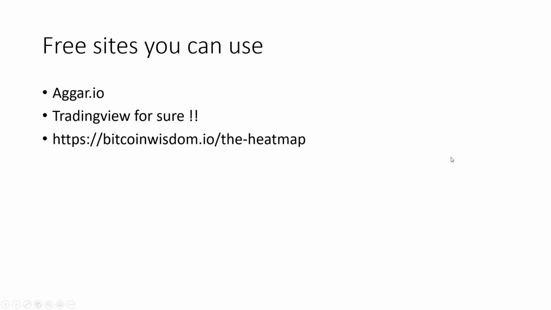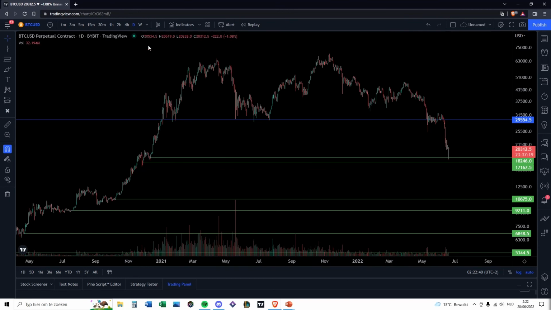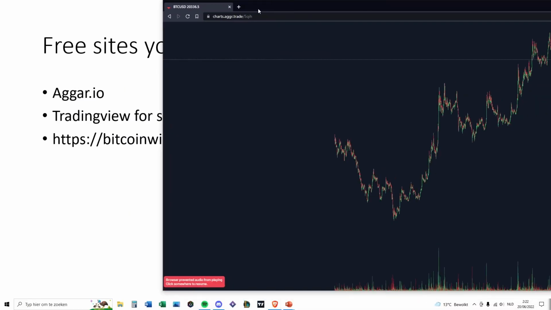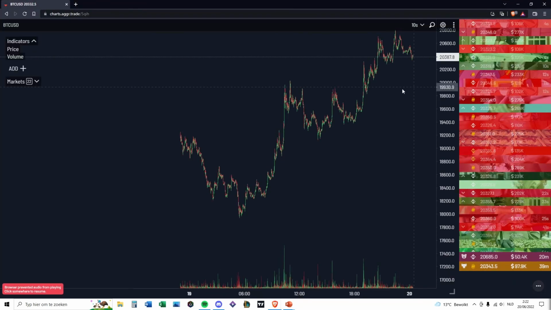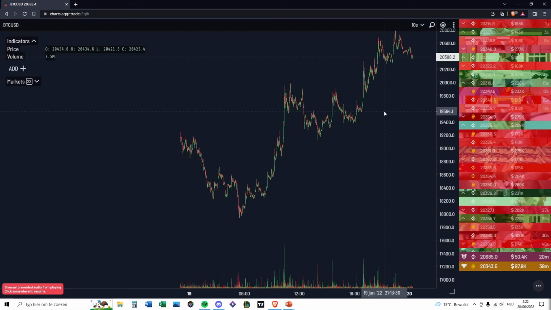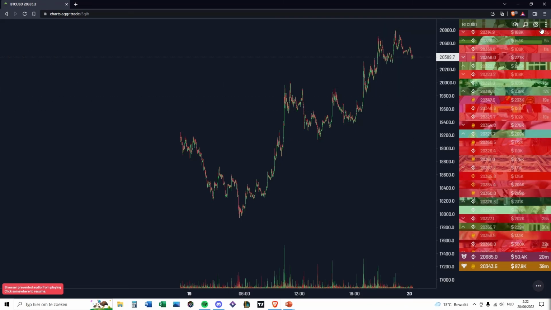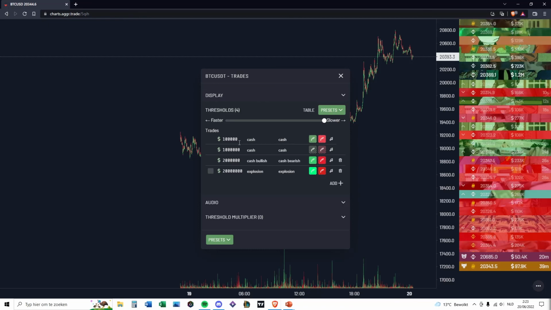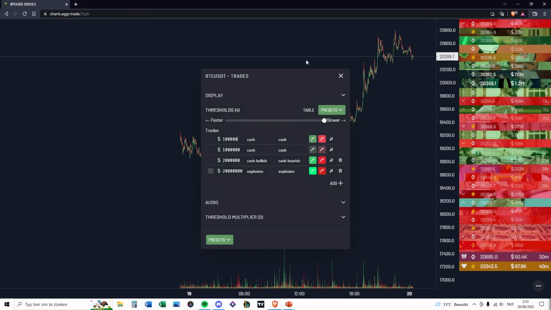So if you go to the next one, free sites you can use. This is really important. If you want to day trade, I always use TradingView. I think everyone knows that. You have Aggr as well. This gives every market order above a certain value, and you can preset it. It always goes back to 100k, so I always put it at 1 million, because otherwise you always have bling bling bling.